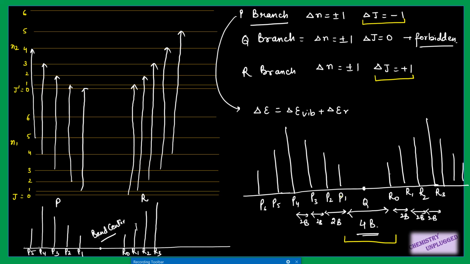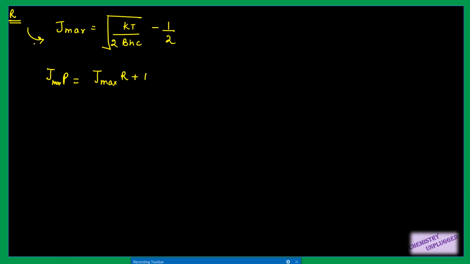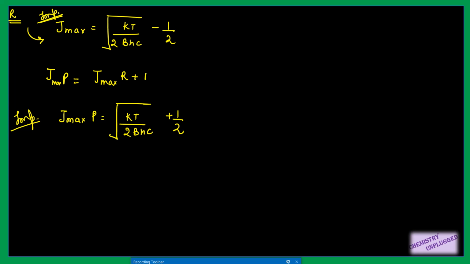For the R branch, it is given by the square root of kT over 2BhC minus 1 by 2. We have seen this formula in rotational spectrum also. This is for the R branch. For the P branch, you can write J max P is equal to J max R plus 1. You can see here that I have denoted the maximum intensity of P at P4, and for R it is R3, because I have started from R0, but this is started from P1, right? It means the J max for P will become the square root of kT over 2BhC plus 1 by 2. These two formulas are very important, right?